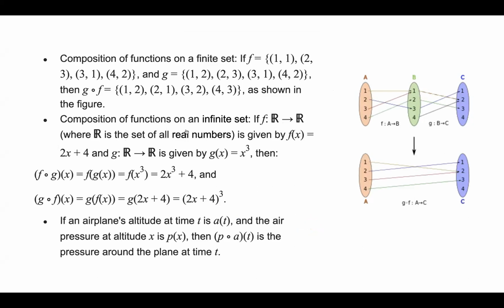So f is a function of real numbers given by f of x is equal to 2x plus 4. What is the f of x function? 2x plus 4. And what is the g of x function? X cube. So what will f composite g of x be? f of g of x.